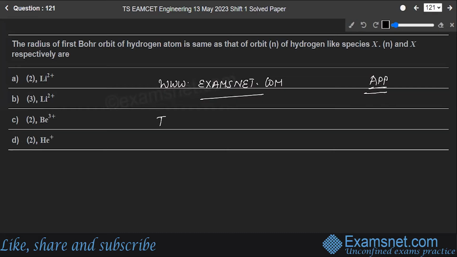Today we'll be solving TS EAMCET Engineering 30 May 2023.